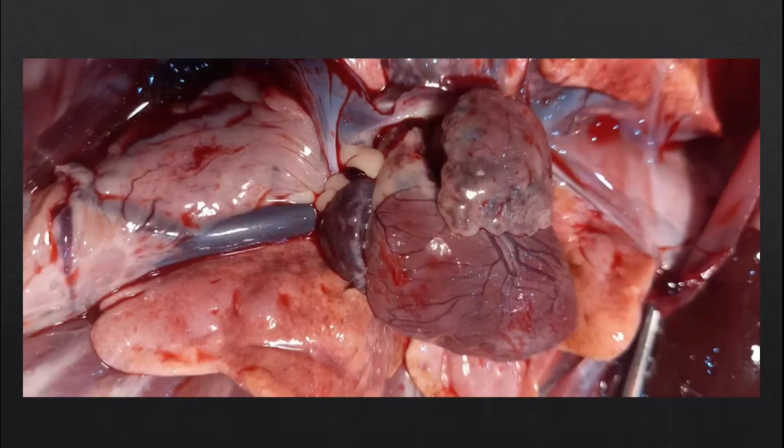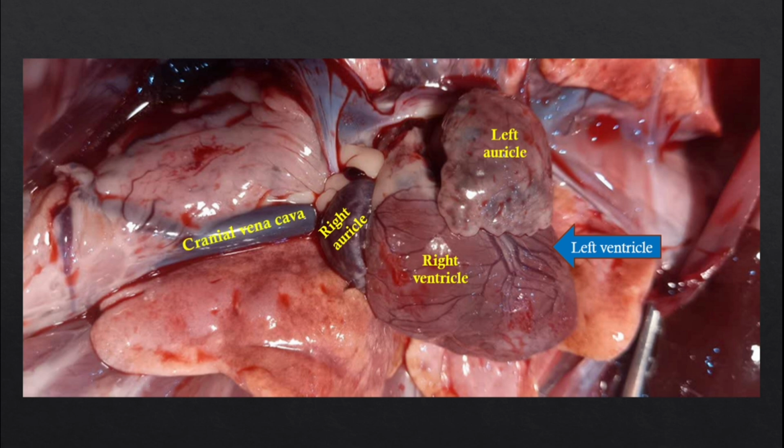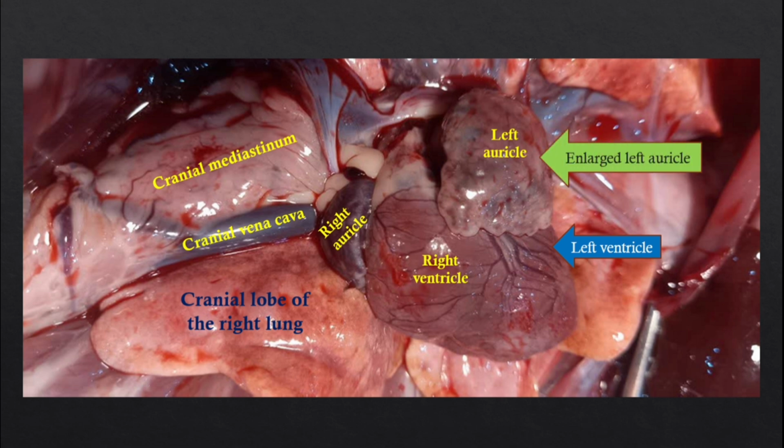So we did necropsy on this cat. In this image you are looking at the thoracic cavity of the cat from the left side, and you see main anatomical structures including right ventricle, left auricle, right auricle, cranial vena cava, cranial mediastinum, and cranial lobe of the right lung. As you can see, the most prominent finding in this image is a huge left auricle.